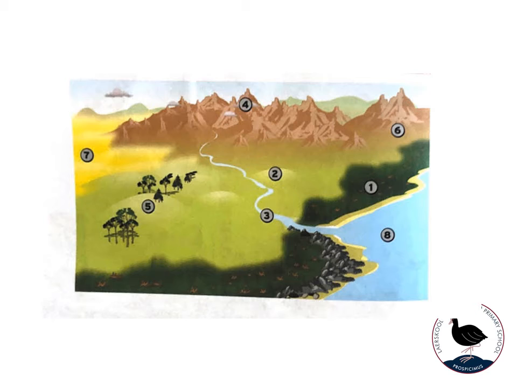Let's look at this picture with the 8 different areas. The first one is a swamp. Will it be suitable to build a settlement there? No, it will not provide foundation for buildings. The second one is fertile plain. Yes, it will be suitable to build a settlement there. It will provide food for farming.